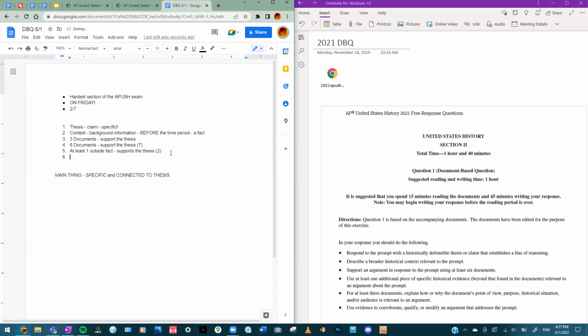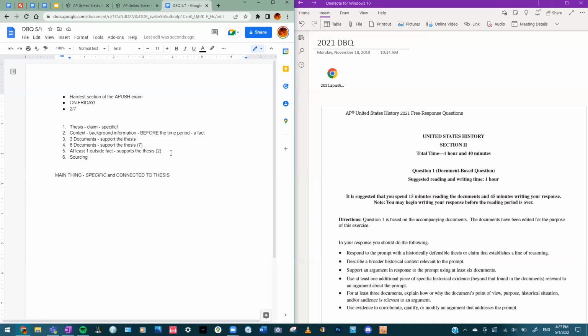All right, now the 6th point that you can get is sourcing. What is sourcing? Well, you need to explain the purpose of a document, the audience of a document, the point of view of the person that wrote it, or the historical context.